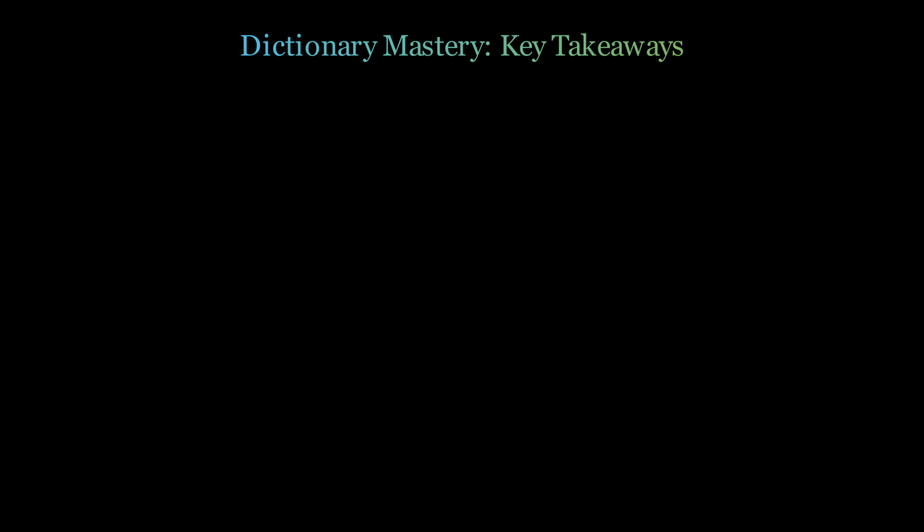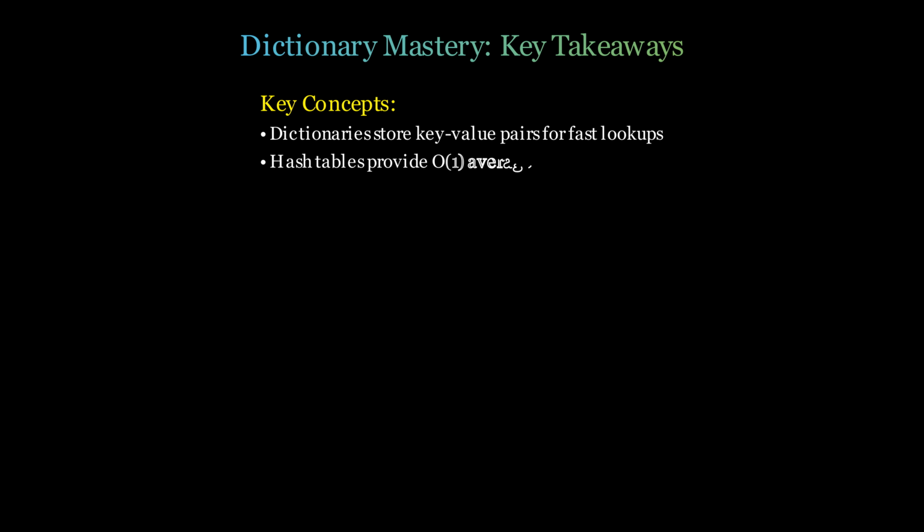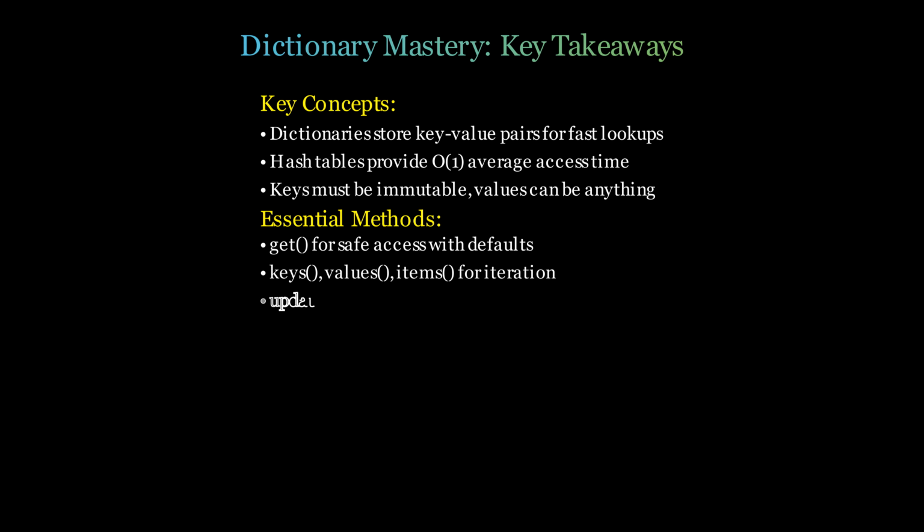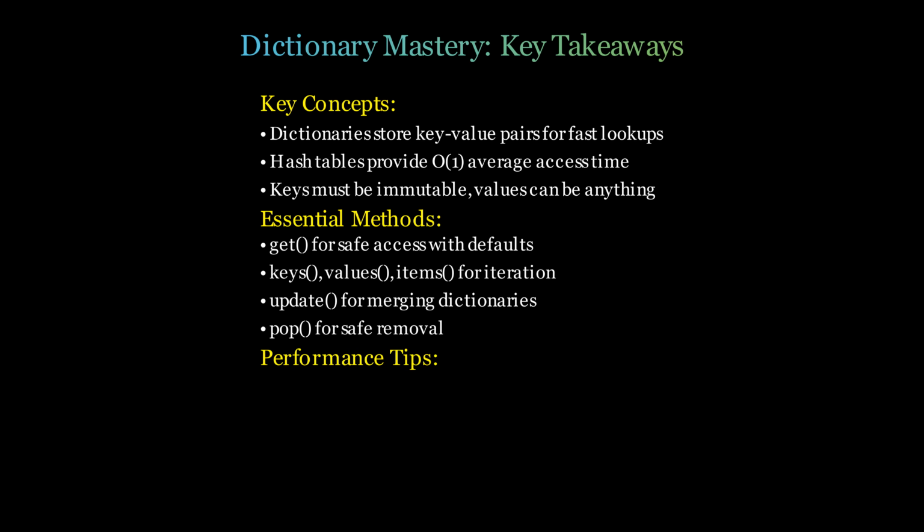Let's summarize the essential concepts that make you a dictionary expert. Key concepts include understanding key-value pairs, hash table performance, and immutable keys. Essential methods are get for safe access, iteration methods for processing data, update for merging, and pop for removal. Performance tips include using membership testing, preferring get over exceptions, and leveraging dictionary comprehensions.